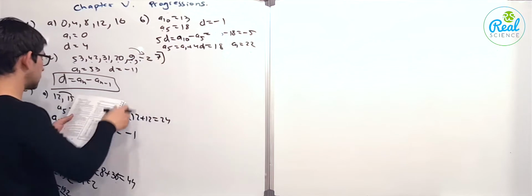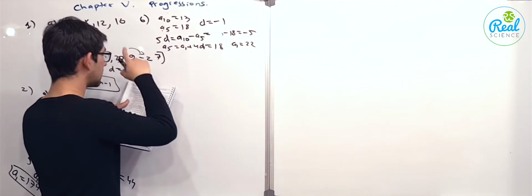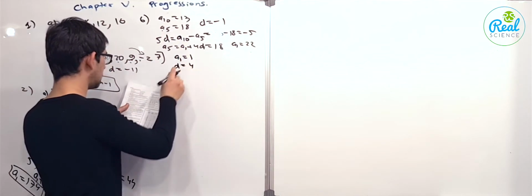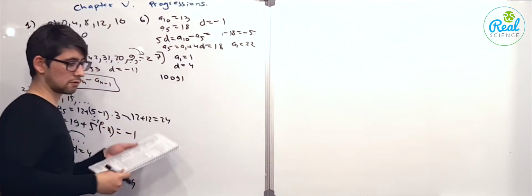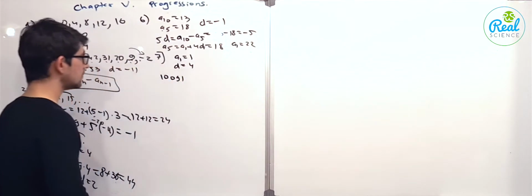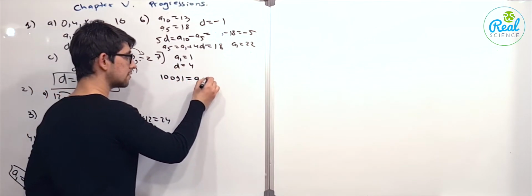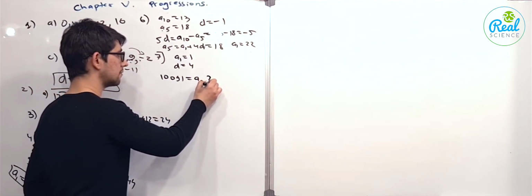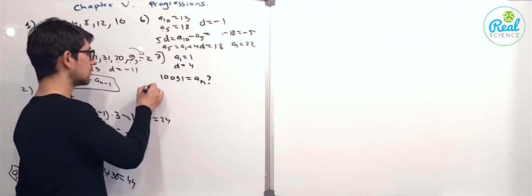Let's look at 7. Find an arithmetic progression. So if an arithmetic progression has first term being equal to 1, difference being equal to 4, is the number 10,091 a term of this progression? So you have first term, you have difference, you have to find if it's an or not, okay? You have to find whether it's this term.